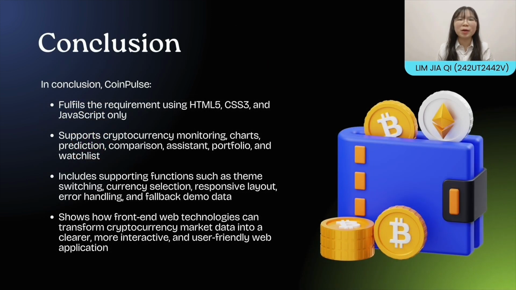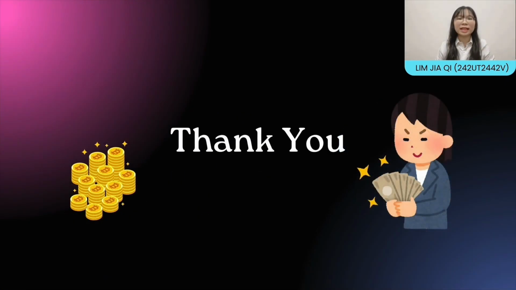In conclusion, Coin Post fulfills the requirement using HTML5, CSS3, and JavaScript only. The system supports cryptocurrency monitoring, charts, prediction, comparison, assistant, portfolio, and watchlist. It also includes supporting functions such as theme switching, currency selection, responsive layout, error handling, and fallback demo data. Overall, Coin Post shows how front-end web technologies can transform cryptocurrency market data into a clearer, more interactive, and user-friendly web application. That's all for my presentation.